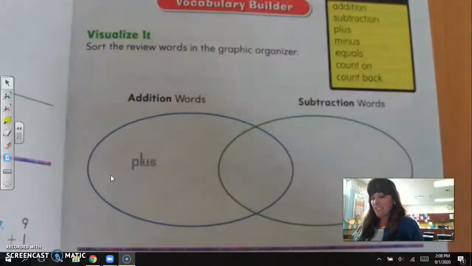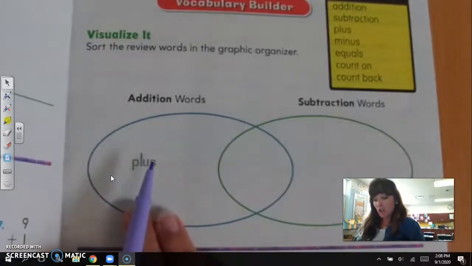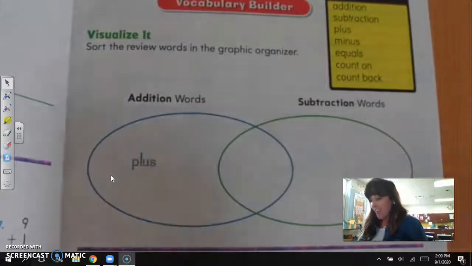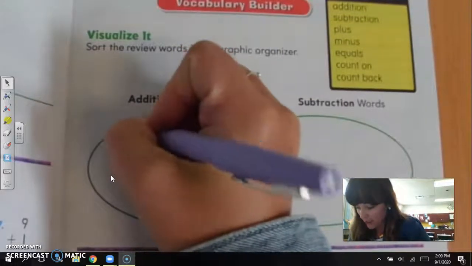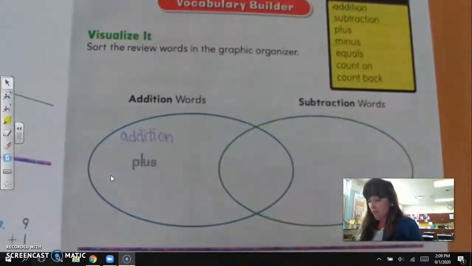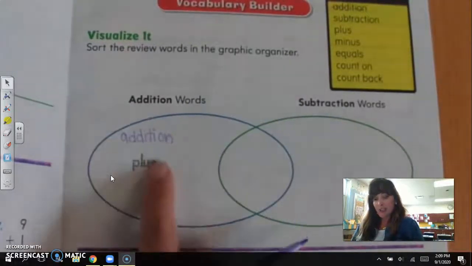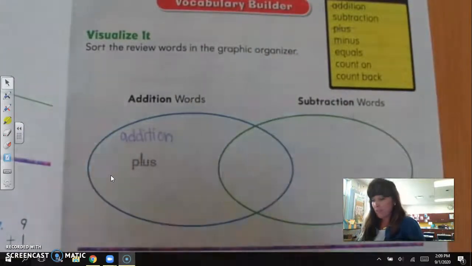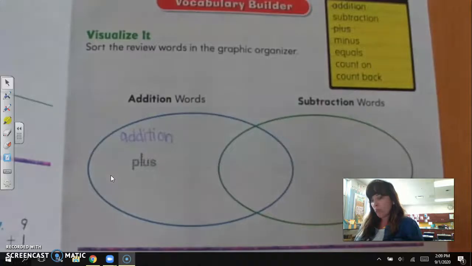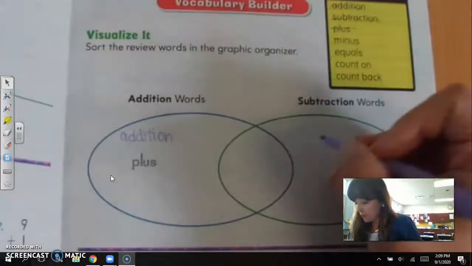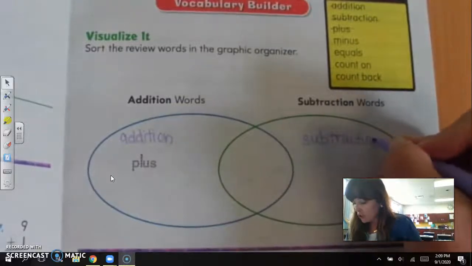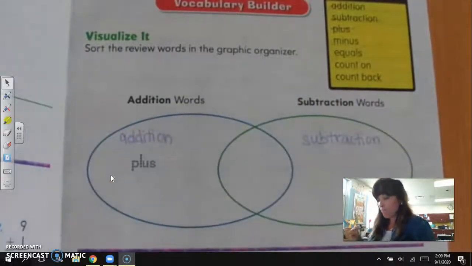So we're going to fill in this Venn diagram using these words up here. So our first review word is addition. Are we going to put addition in the addition words or in the subtraction words or in the middle? Addition, right? We got to put addition with addition. So I'm going to put addition there, and then I'll cross off addition. They've already helped us. They put plus already in the addition word, so we can actually cross that one off too if you want. Then we're at subtraction. Subtraction, where's that going to go? Subtraction. Boom. So I'm going to write in subtraction here. Make sure you write kind of small because we're going to have to fit a lot of words in here.